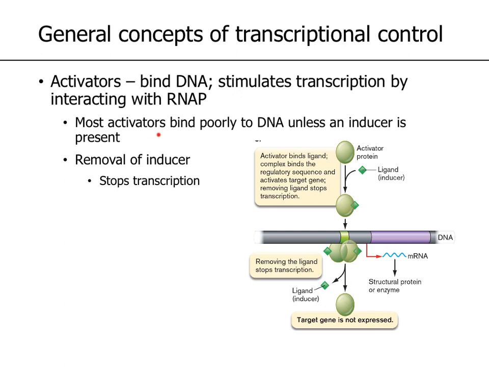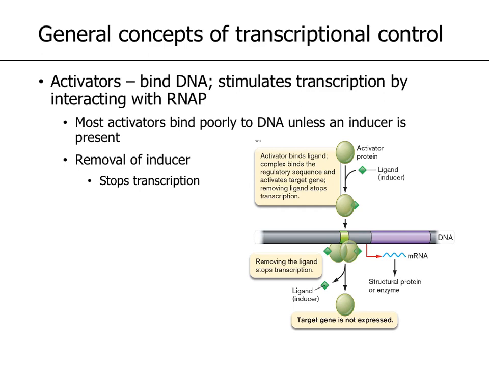In general, most activators bind poorly to the DNA unless the inducer is present. So again, in the case of the activator, the ligand is called the inducer. This will bind to the activator, and then that complex binds to the DNA and induces transcription. If you wanted to stop transcription, you would remove the inducer or wait for it to degrade.